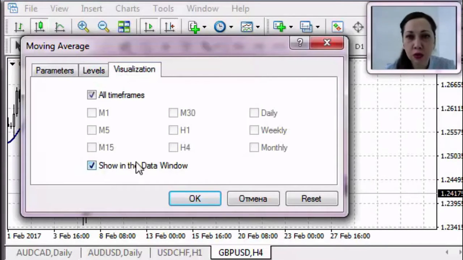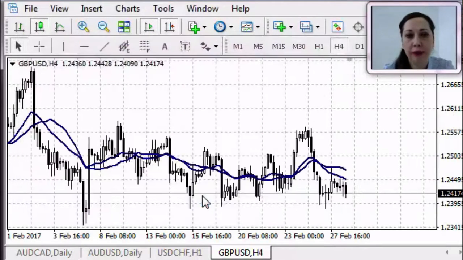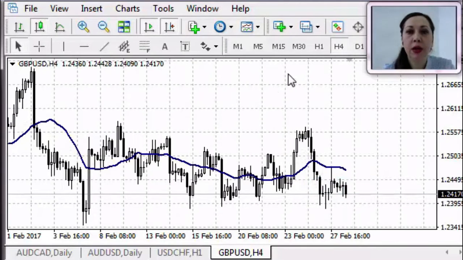For example, you want to sort out the time frames that you don't need or need. So you delete all time frames. For example, you need moving average only on H1, H4. You click OK. We have two of them. You delete one. So we have it on H1, H4.